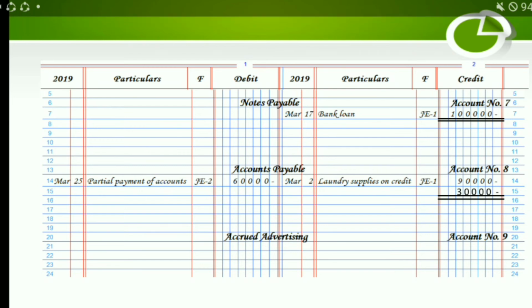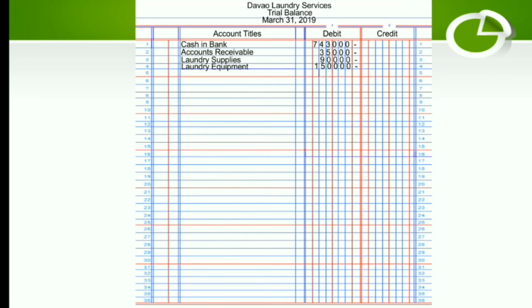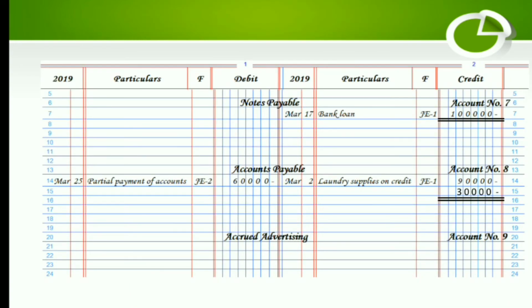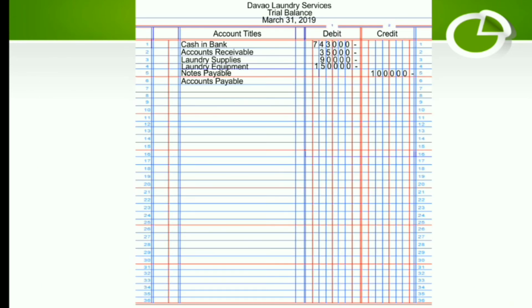Notes payable. Notes payable has a credit balance of 100,000. So kopyahin natin siya sa trial balance natin. So we have notes payable, the amount of which is 100,000 credit. So let's proceed to account number 8, accounts payable, and it has a credit balance of 30,000. So, kopyahin din natin siya. Accounts payable with a credit balance of 30,000.